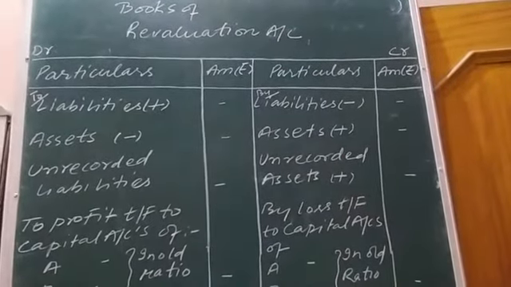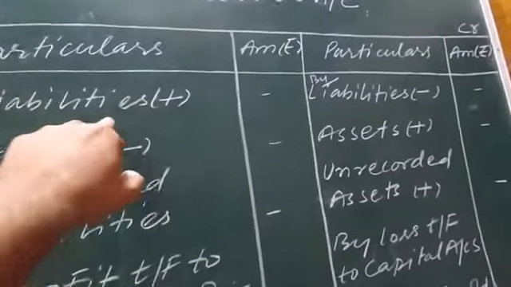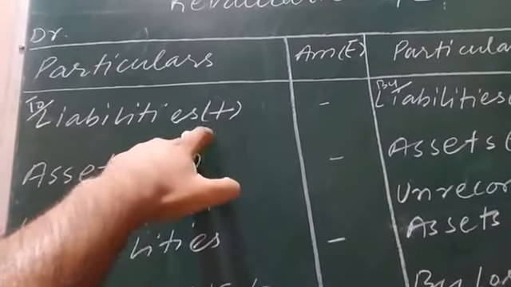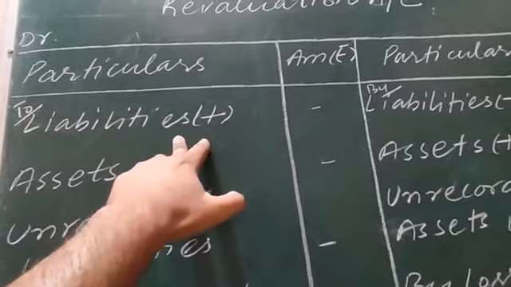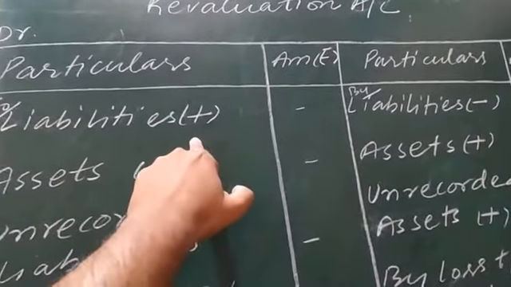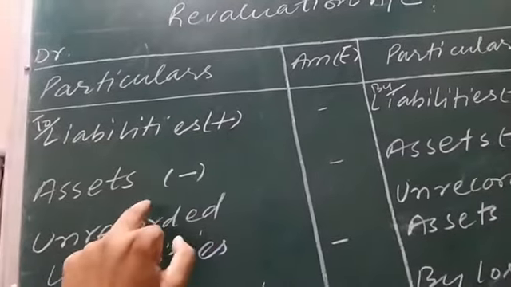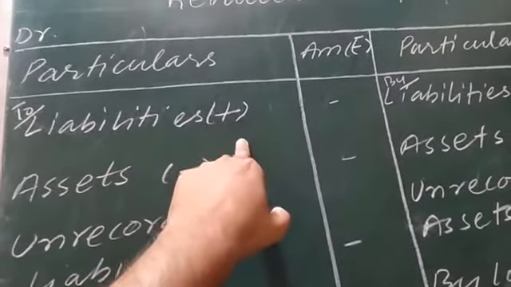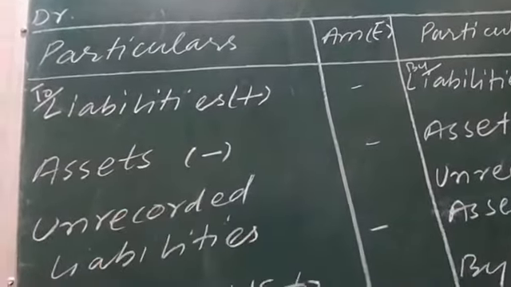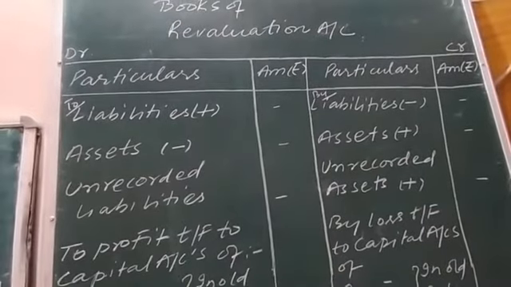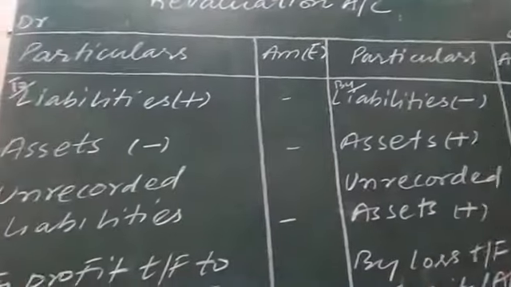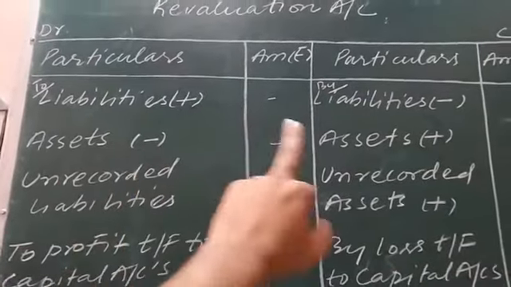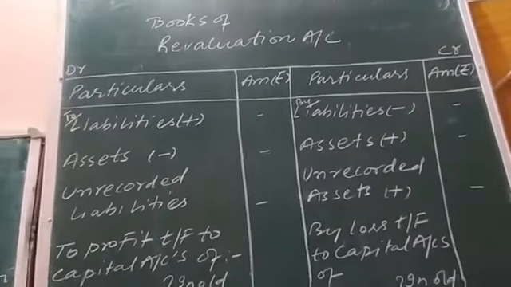Or just remember only one thing: increase in liabilities is shown on the debit side. Its opposite, decrease in liability, will be shown on the credit side. Increase in liability is shown on the debit side, its opposite is assets, whose decrease will be shown on the debit side. If assets decrease is shown on the debit side, then do the opposite of it: its increase will be shown on the credit side.